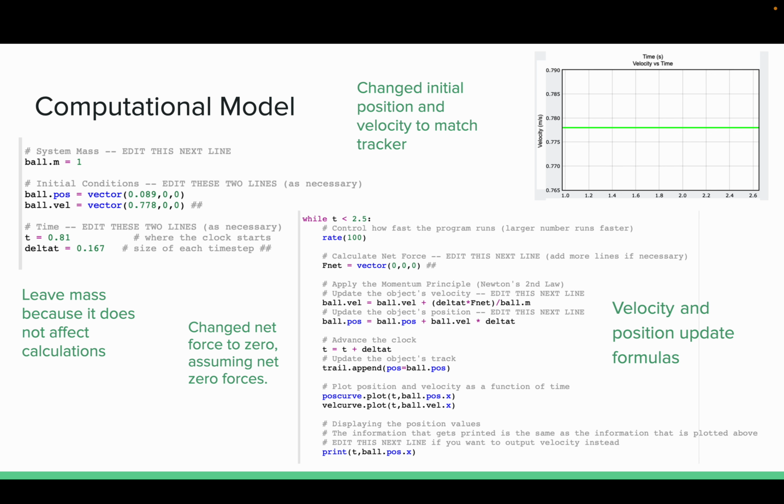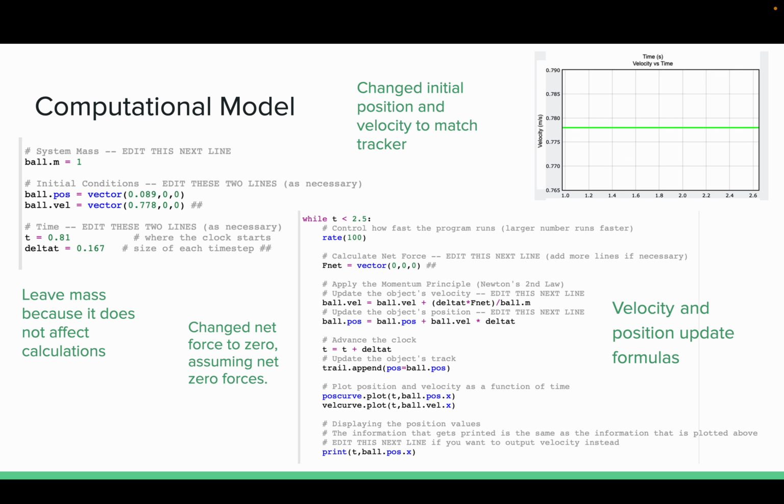Next, I inputted the starting time of my video as t and used the difference between each timestamp for delta t. I then used the earlier mentioned equations derived from Newton's second law to calculate velocity and position in my code. As you can see in the top right corner, we maintained constant velocity.